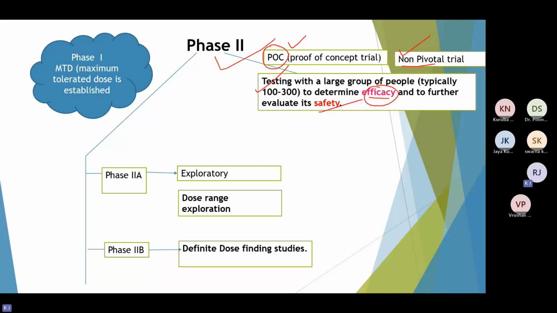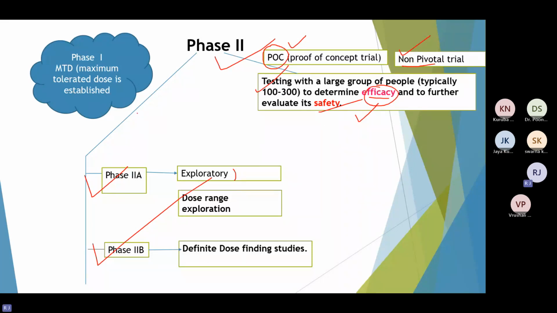Everybody is clear, right? Because this is the first time we are going to test the efficacy. Always remember this, it is very important. Now again, as in phase 1, which I said is divided into two parts, phase 1A and phase 1B, similarly phase 2 is also divided into two parts: phase 2A and phase 2B. Now, what is phase 2A? Phase 2A is called exploratory trial, and phase 2B is called definite dose finding studies. I'll tell you what we do in phase 2A and phase 2B with one simple example.